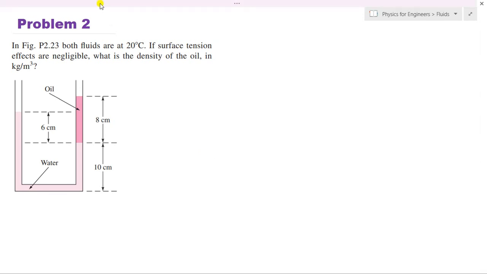Okay, so again, same ra gihapon, nagyapon tay kanang kwan system ari. So in the figure daw, kanang kwan, both fluids are at 20 degrees C. So standard atong gamiton ani nga mga constant. Now if surface tension effects are negligible, so meaning walay mga forces nga nag-act between the surface of the fluid and also the surface of this container.